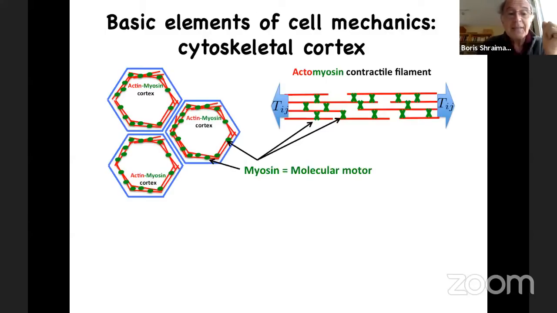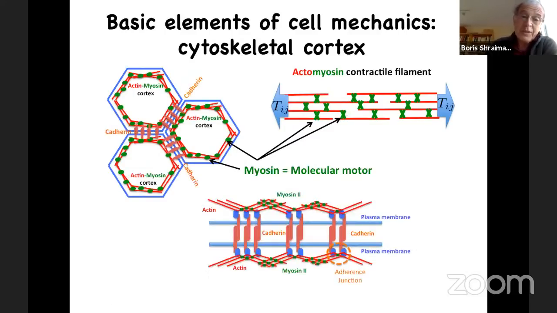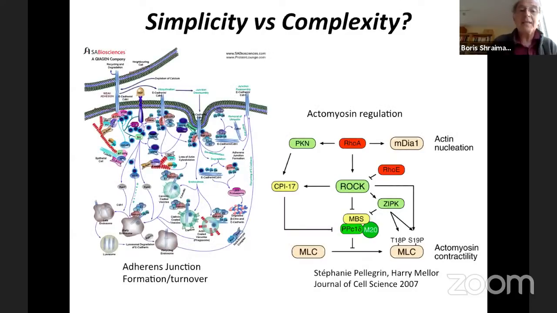So let's talk a little bit about cell mechanics. Epithelial cell mechanics is dominated by actomyosin cortices, which line the lateral sides of cells and are made of bundles of actin, cross-linked by myosin motors, which also generate tension in these filaments. And the cortices of individual cells, these cortical belts, are again riveted together by adhesion molecules, cadherins, which form complexes. So that's a very simple picture. Of course, the reality is vastly more complicated. These adherens junctions involve dozens of, if not hundreds of proteins. And that's not even to mention regulatory circuits that control the assembly of the cytoskeleton.